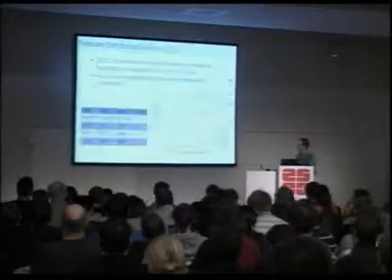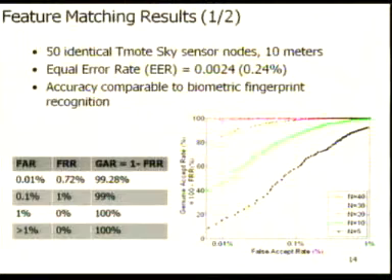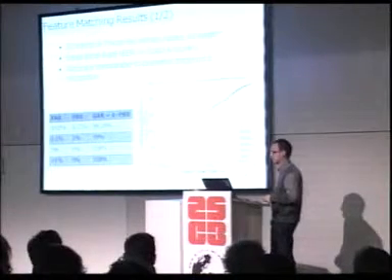Yes? How much signal do you need? So how much data do you need? Yeah, so for building one signature, we varied from 5 to 40 packets. As you can see in the graph here, after 30 the accuracy is almost the same, so around 30 packets.